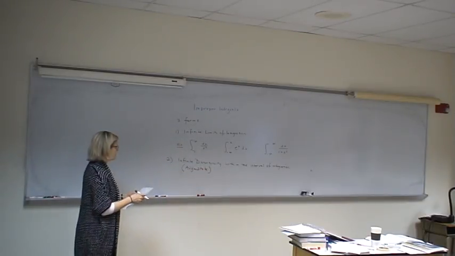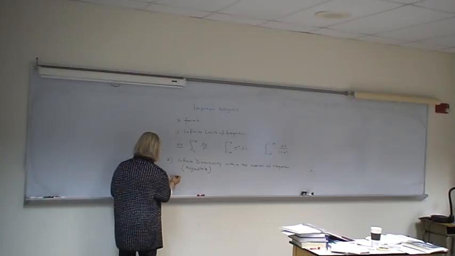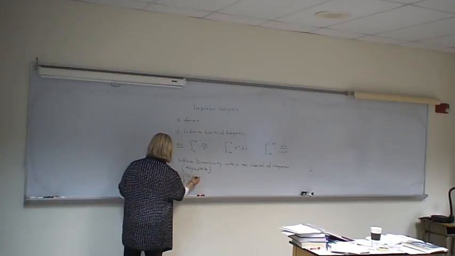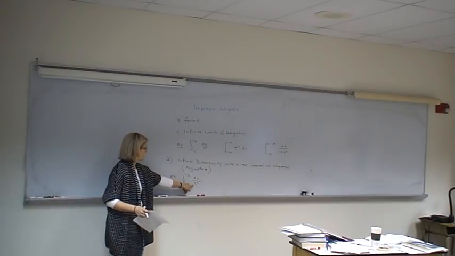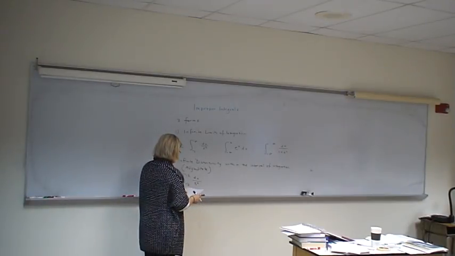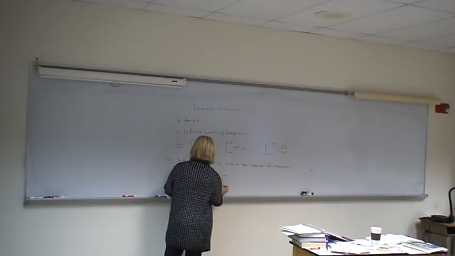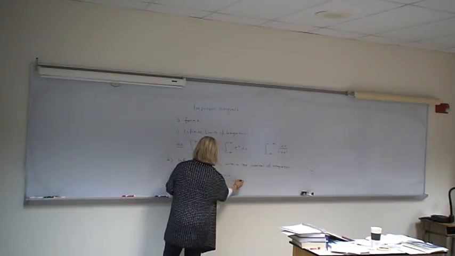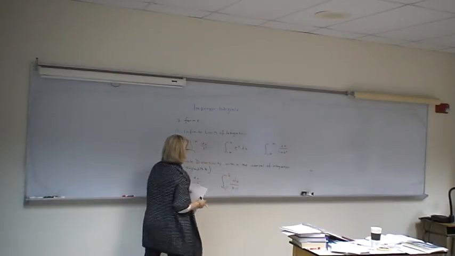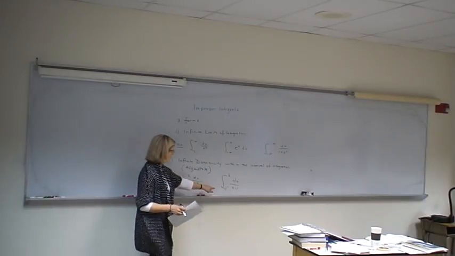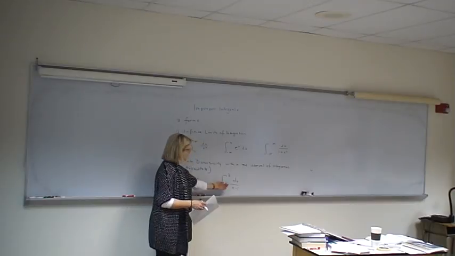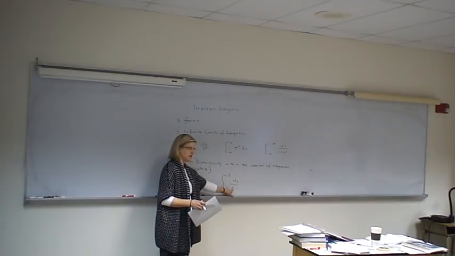An example of this might be -2 to 2 of dx over x squared, because in the middle, where x is 0, this thing is undefined. Or 1 to 2 of dx over x minus 1. Here, the difference is that the 0 was somewhere in the middle of our interval, but here we have 1, so there's an asymptote right at 1, on the outer edge of our interval.